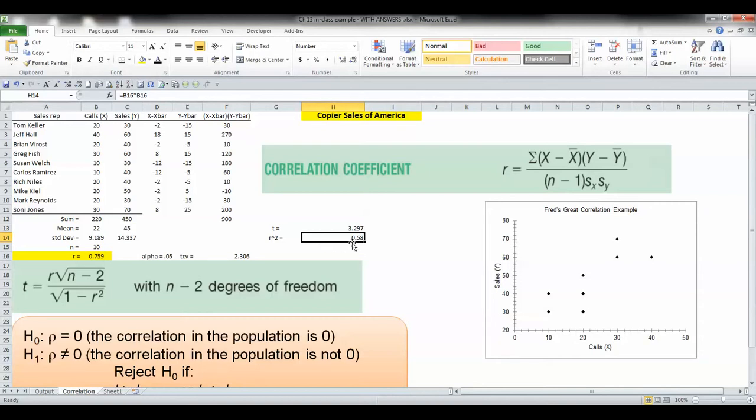What does that also mean? Well, it means that the remaining 42% of the variation can't be explained by the relationship between the number of calls and the sales. And that amount of unexplained variance is called the coefficient of alienation. But we really don't talk about that very often, but we do talk about the coefficient of determination.